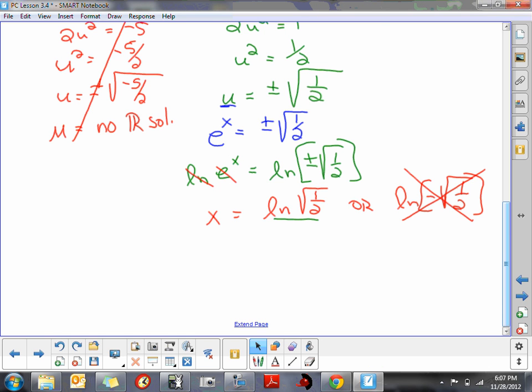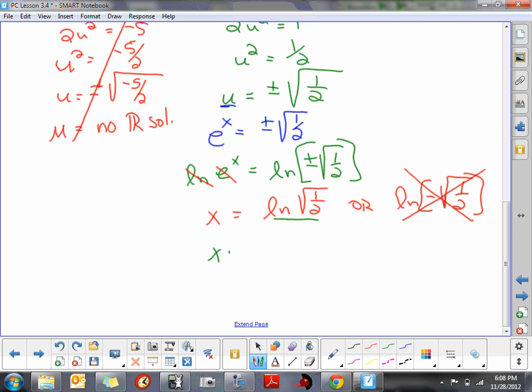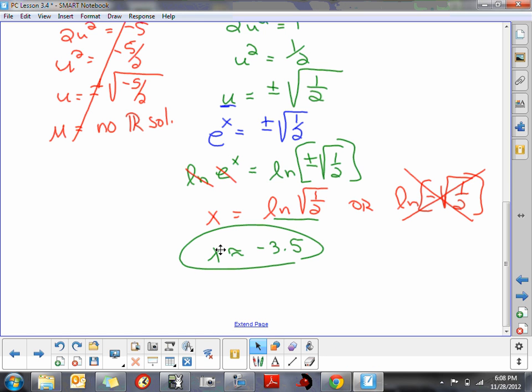So to get our decimal approximation, we type in the natural log of the square root, I want a square root instead, so let's try that again. The natural log of, now second square root of 1 half, so 1 divided by 2. I guess I don't need the parenthesis because it already did that, so delete. And now parenthesis for my logarithm, the argument, enter. And we get approximately negative 3.5, so x is approximately negative 3.5. There's our solution.